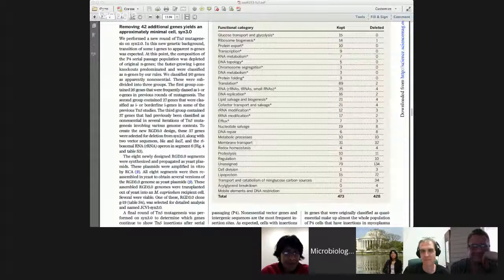Yeah, so they've got this. There's their translation category right there. So 89 genes retained, only 2 genes deleted. So yeah, I think you can think a little bit about essential processes and the idea of viruses. That's true.